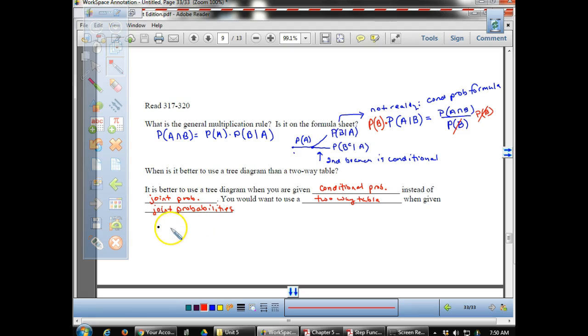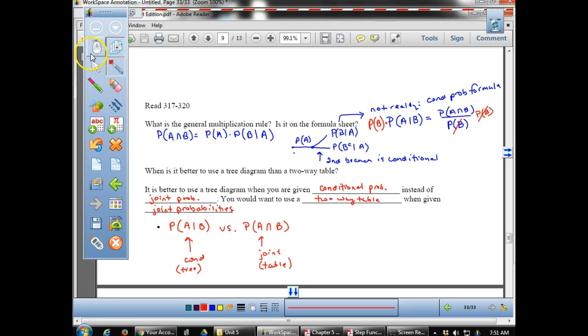Okay, so probability of A given B versus the probability of A and B. So this is conditional, and this would be for a tree diagram, and this is joint, and this would usually be better served with a table. However, could you do either one for either type? Yes, it might just be a little bit harder to get to the conditional probabilities from a table. It might also be a little bit harder to get to the joint probabilities from a tree. All right, moving along.